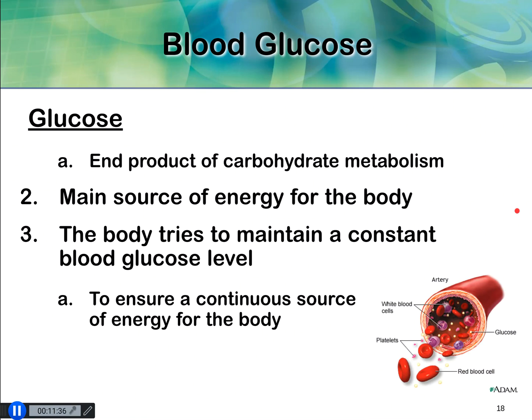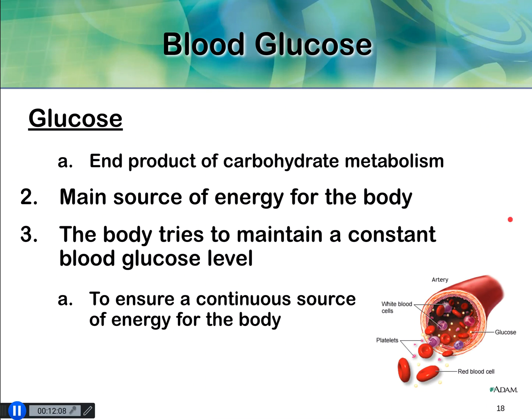Okay, so let's talk about glucose. So this is an end product of carbohydrate metabolism. So that means we're metabolizing our carbohydrates, and then at the very end, glucose is a product of that. So it's our main source of energy for our bodies, and our bodies want to maintain a constant and consistent blood glucose level to ensure a continuous source of energy for our bodies. They're very smart that way.